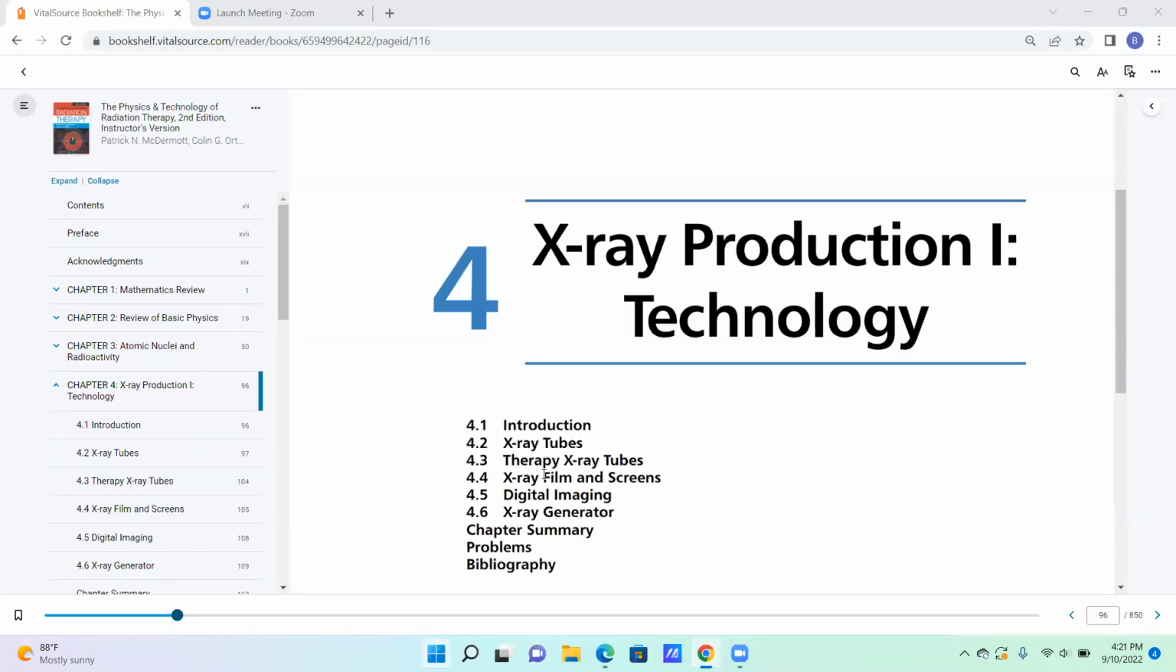This is chapter 4 in McDermott's Physics and Technology of Radiation Therapy, second edition. We're going to be looking at X-ray production. Up to this point, we've been learning a little bit about photons, what the energies of these photons are. What we haven't really looked at so far is how to go about generating them other than through an unstable atom. So this is where we start to learn how at least the low energy photons are produced in order for us to be able to produce usable X-rays that we can use in medicine.